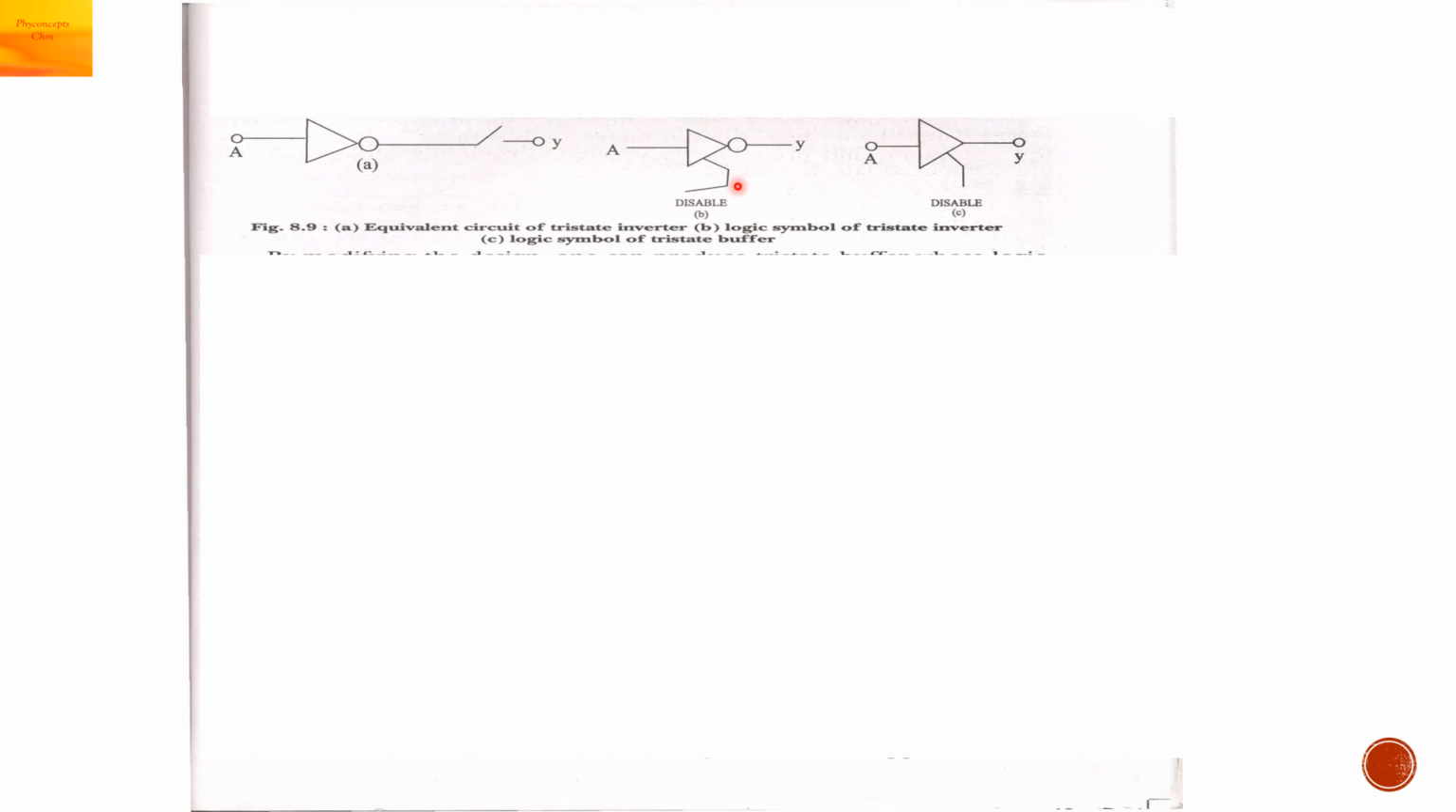This is the symbol of a tri-state inverter with the disable input and the A input, and this is the output Y, and this is the symbol of tri-state buffer.